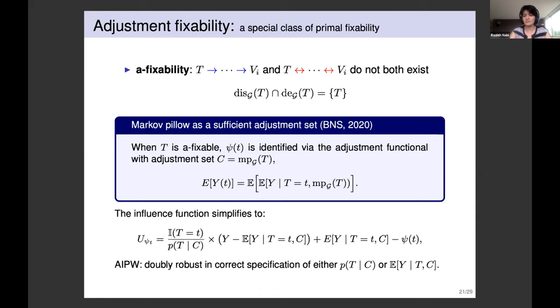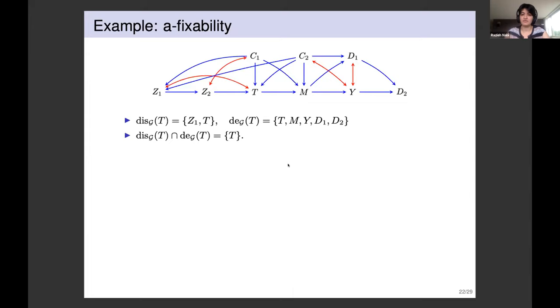So this is a quick example of how to use adjustment fixability. Here, the treatment is going to be adjustment fixable. Why? Because the district of the treatment is only Z1 and T, because they are bidirectedly connected. And the descendants of T are T, M, Y, D1 and D2. So the intersection of these two sets is just the treatment T. So therefore, the treatment is adjustment fixable.